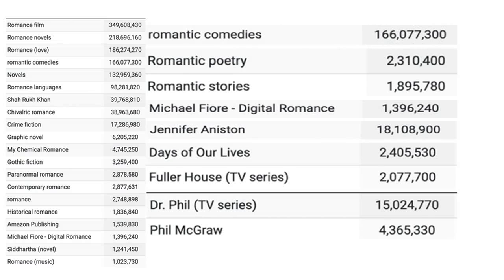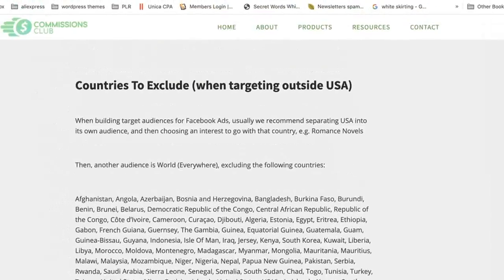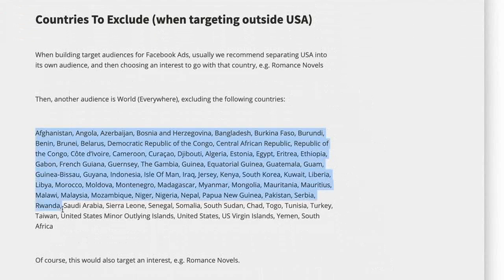I'll also run the exact same thing, except I'll target people outside the USA. And when I target people outside the USA, I'll use these exclusions. If you go to commissionsclub.com/exclusions, you'll find there's this big group of countries to eliminate, and it includes the United States. If you're targeting everywhere except the USA and you exclude these countries, you end up with a good group of countries that usually tends to convert, and quite often converts better than the USA, at least in terms of bang for buck. You might spend less money per sale on those ads than you do on the USA at times.